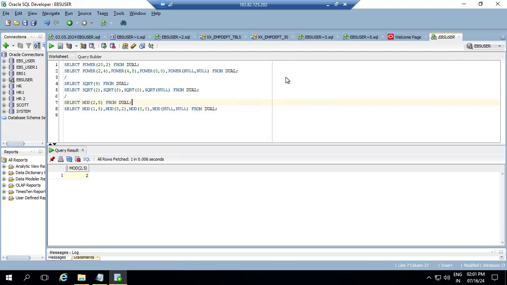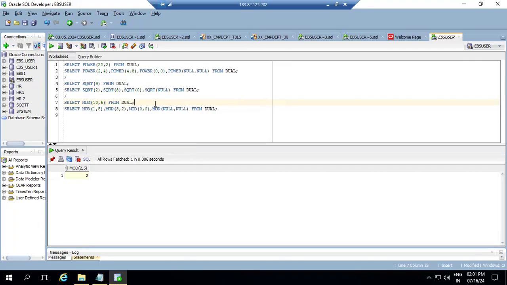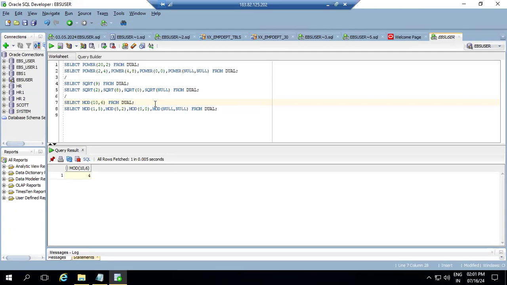How is it considering 2 now? Otherwise, I will give 10, 6. Now tell me what will be the value here if I'm going to give MOD of 10, 6. What will be the value for us? 4, ma'am. How is it considering 4 here? We need to divide 10 by 6. So obviously what happens here? You're getting the output as 4 over here.